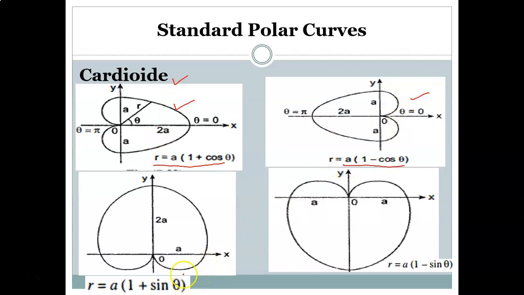If we have an equation of this type, then the curve is of this form, and for this equation, r equal to this, the curve is of this form. So these are the standard cardioid curves.